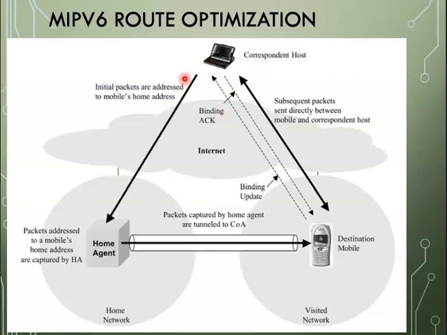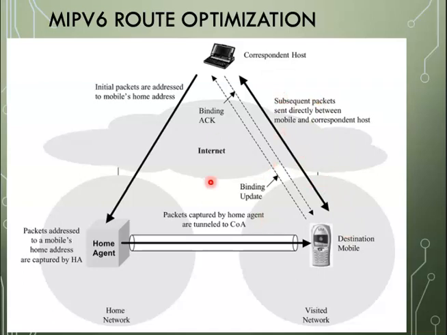So initial packets are addressed to the mobile home address, and packets addressed to a mobile home address are captured by the home agent. The first packet will be sent using tunneling from the home agent to the care of address. This is just like MIPv4. However, the subsequent packets can be sent directly between the mobile host and the corresponding host, because it has already updated its binding cache. It also needs to maintain this binding cache. This is what I have been explaining before in previous slides.